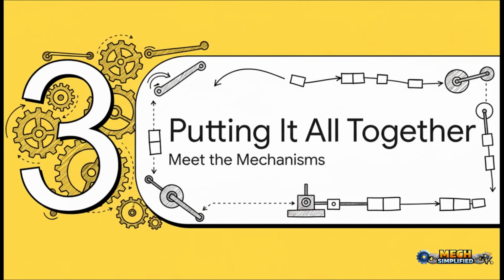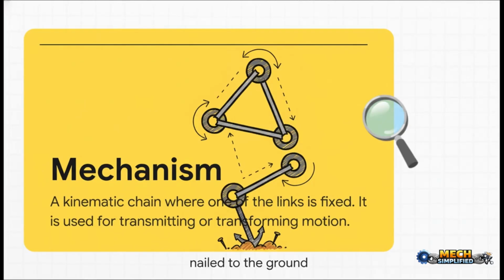Okay, we've got the alphabet, we've got the grammar. Now for the payoff. Let's start writing some full sentences and see how we can create real working machines from these parts. This is the last absolutely crucial piece of the puzzle. A loop of 4 links is a kinematic chain, but right now it's just kind of floating in space.